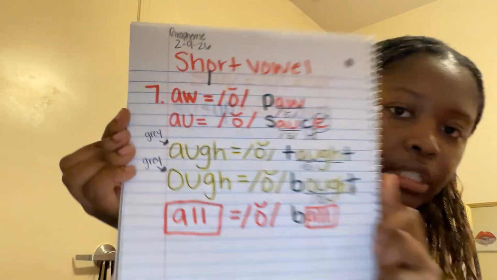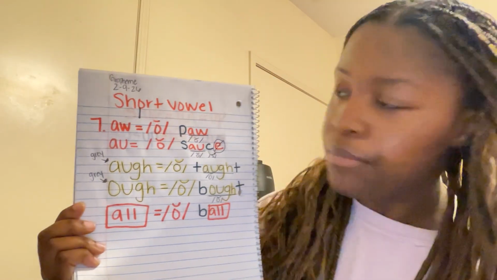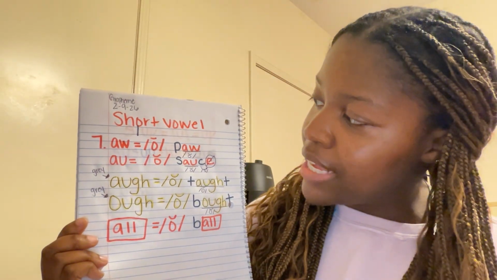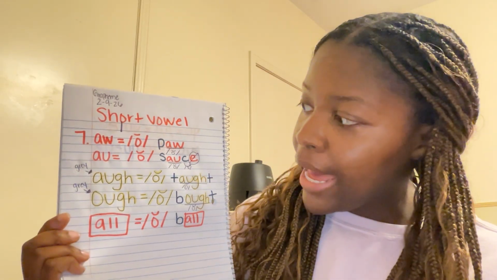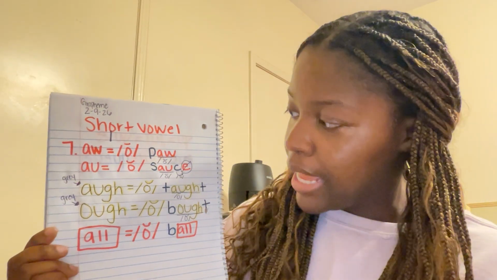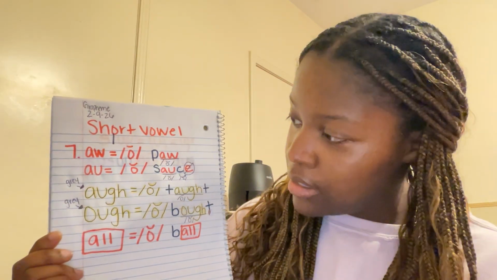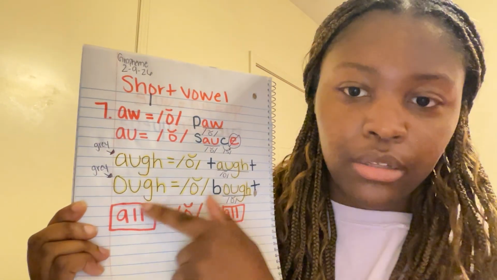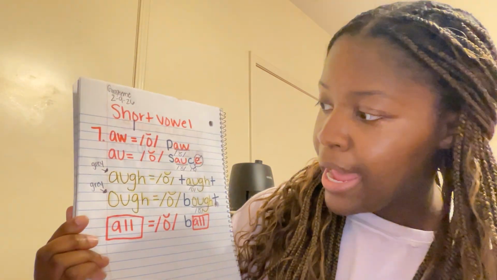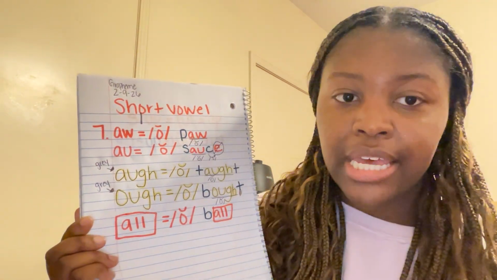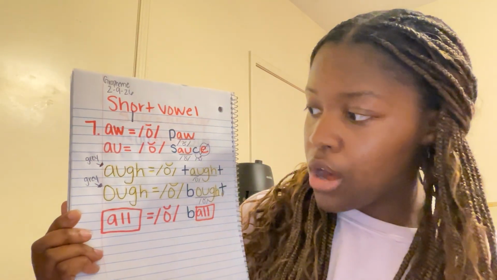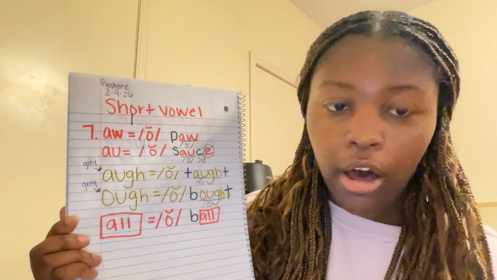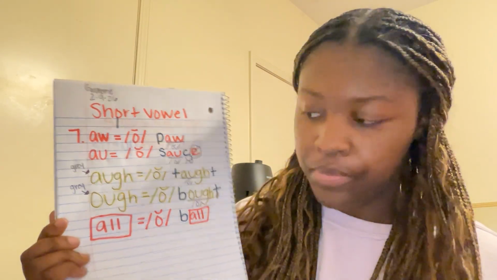So first, we have our short vowels, as you can see. AW says ah, like in paw. AU says ah, like in sauce. I didn't have a gray, so I used a yellow. AUGH says ah, like in taught. OUGH says ah, like in bought.